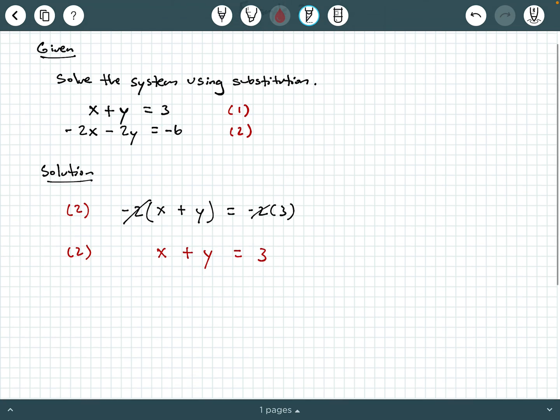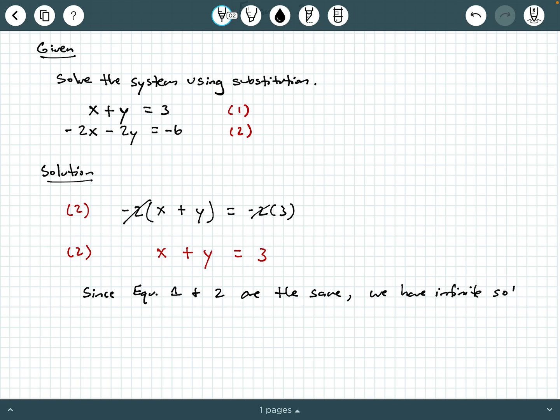Now, anytime you have a system of two equations that are completely identical to each other, the solution to that system will be infinitely many solutions, okay? You won't have one unique solution. You're going to have infinite solutions. So we can go ahead and state that right now. We can say since equation 1 and 2 are the same, they're identical equations, we have infinite solutions. And of course, the system is consistent.